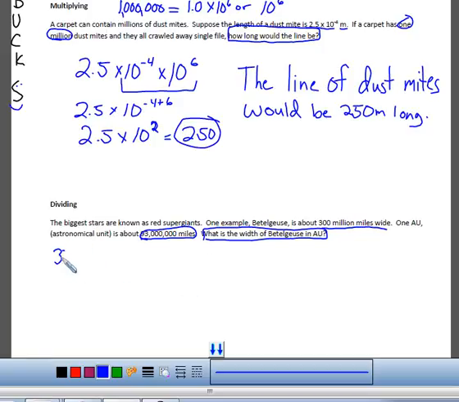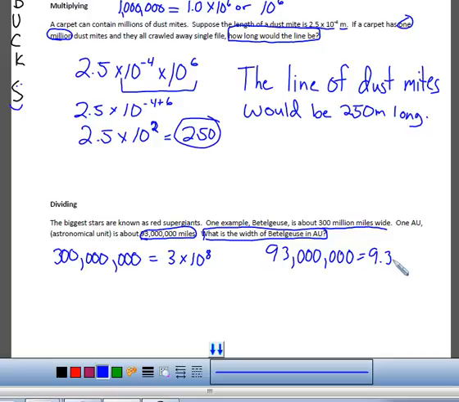First, 300 million. Looks like this. And what is that in scientific notation? 3 times 10 to the 8th power. 93 million. What is that in scientific notation? 9.3 times 10 to the 7th power. So now I need to divide.